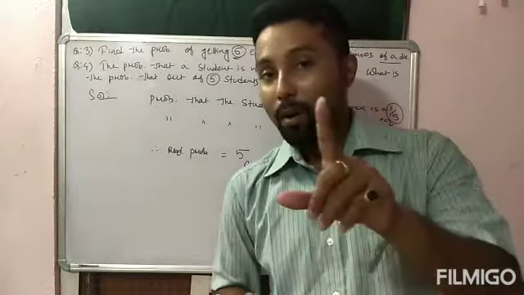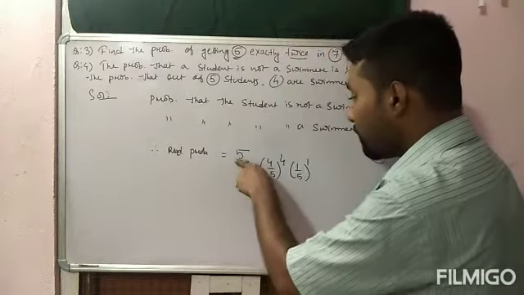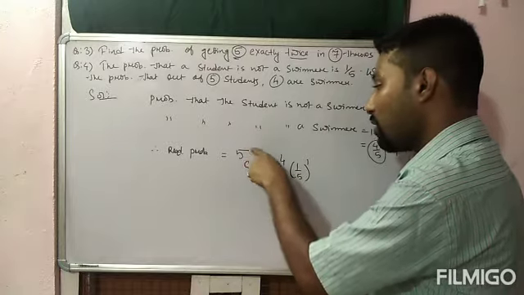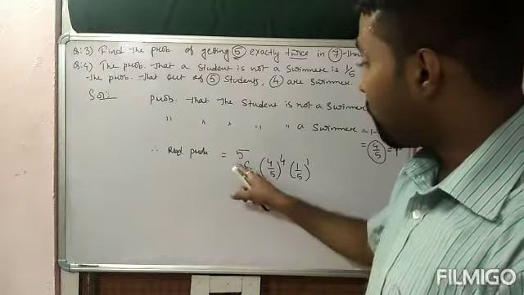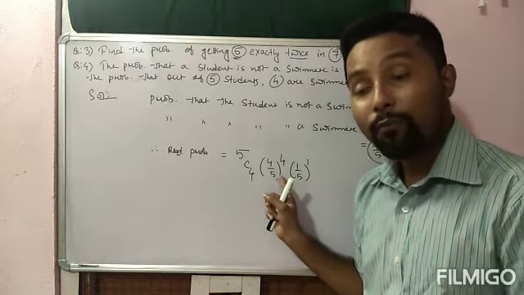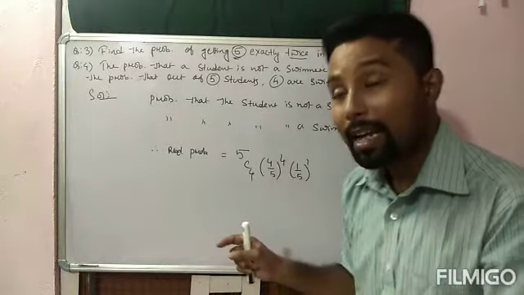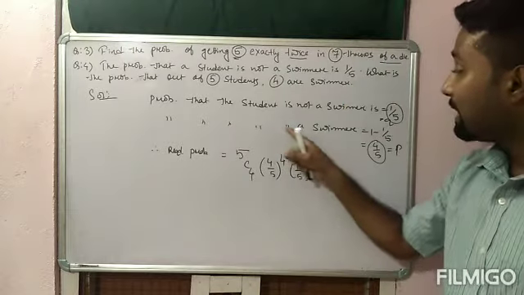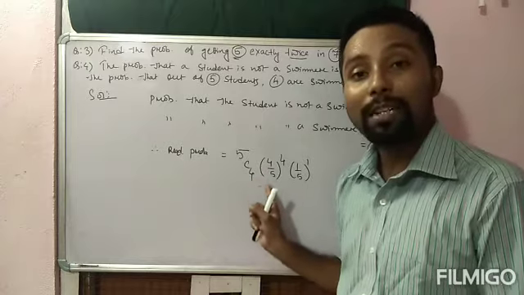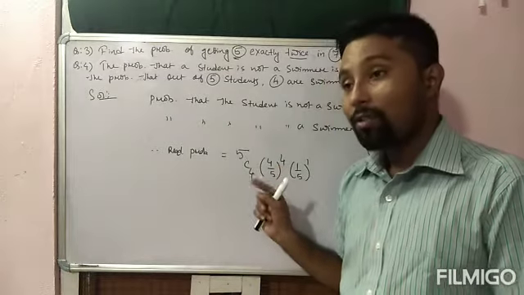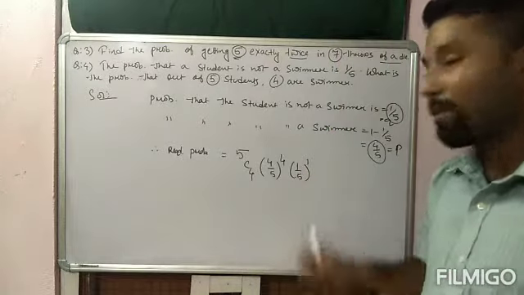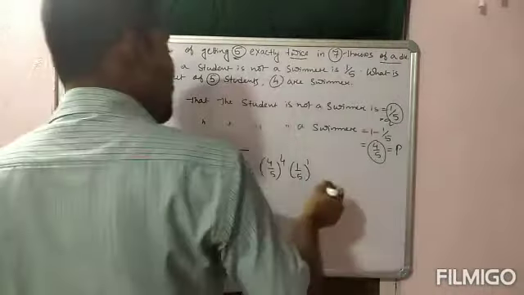Okay, so the summation of the exponents of p and q must always be equal to the value of n. So for 4 by 5 to the power 4, why 4 by 5 to the power 4? Because here out of 5, 4 swimmers is asked, and already we have found out that the probability that the student is a swimmer is 4 by 5. So out of 5, 4 are swimmers, so its probability will be 4 by 5 to the power 4. So if 4 are swimmers, there is only one chance of getting a non-swimmer, that means 1 by 5 to the power 1. Okay, so the remaining simplification part you do by yourself.